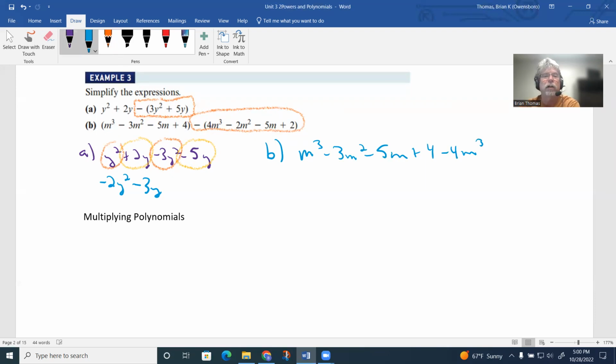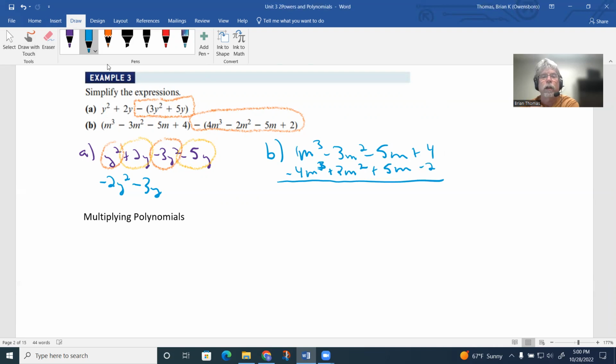Notice how this is getting kind of long. So what I'm going to do here is actually drop it underneath. So the negative 4m cubed is what I'm going to have next. So that's going to go underneath the m cubed. Then we have this negative 2m squared is going to turn into a positive 2m squared. And then this negative 5m is going to turn into a positive 5m. And this 2 is going to turn into negative 2. A lot of times it's easier to add vertically than horizontally.